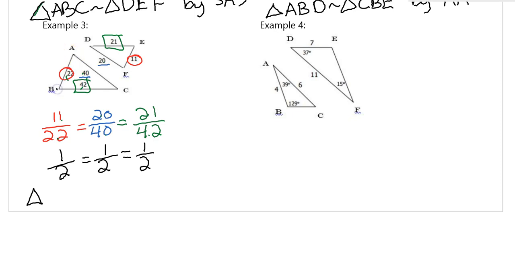I'll go again in alphabetical order. A, B, C is similar to... A is between the circle and the line. Circle and the line is F. B is between the circle and the square. Circle and square gives me E. And C is between the square and the line. Square and the line is D. So triangle ABC is similar to triangle FED. By, what did we use? We used side, side, side.